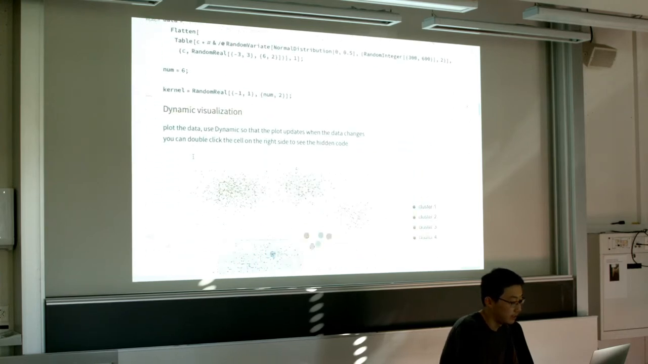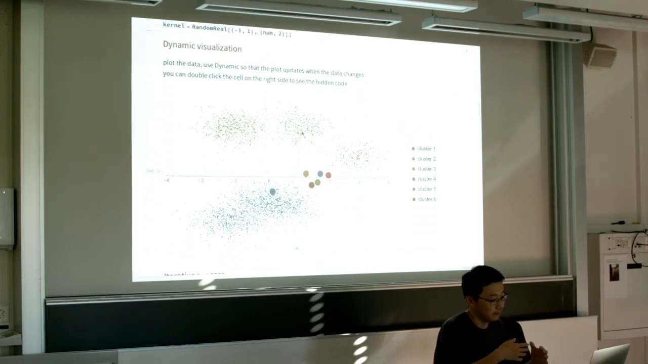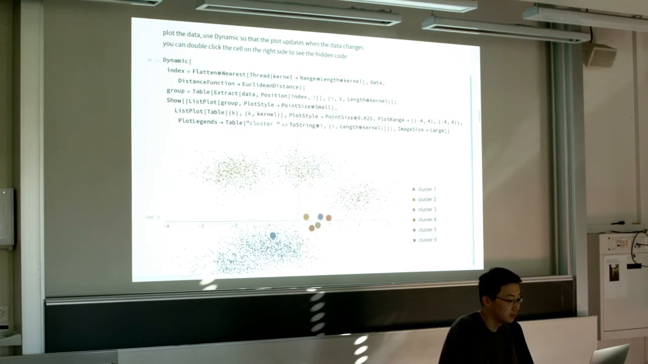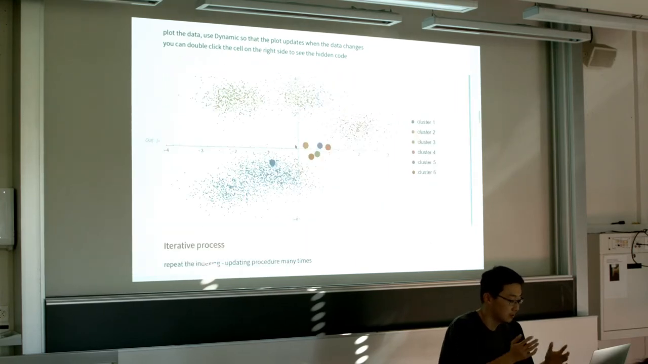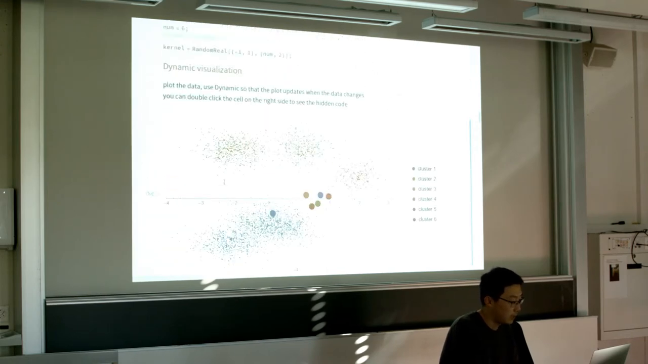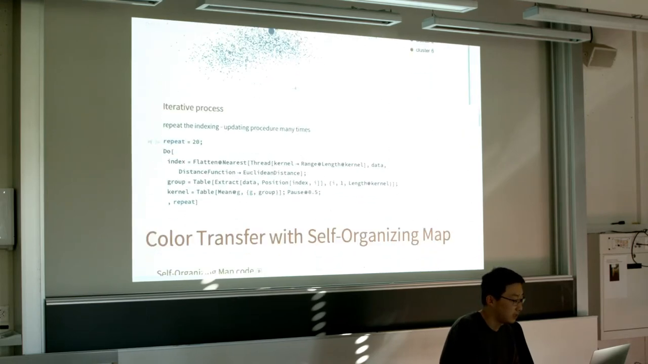So below here is a plot that automatically updates. Just for the case of visualization, and if you are interested, you can open the cell to see the code for visualization. I simply hide it here because it's not really important. And then after I have the random data, I can run this iterative process.